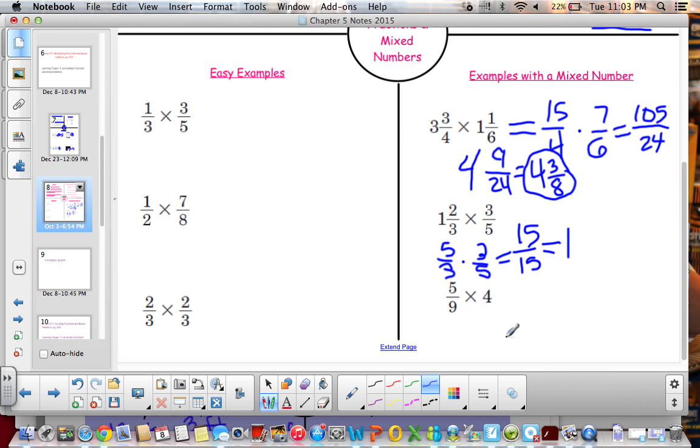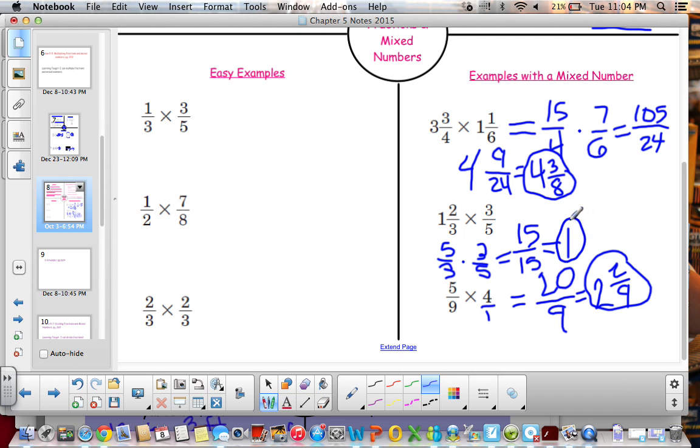And then 5/9 times 4. So remember, if it's a whole number, we need to put a 1 underneath it. And then we know now we multiply our numerators times our denominators. So 5 times 4 is 20. 9 times 1 is 9. I know that 9 can go into 20 2 times. 2 times 9 is 18, so we have 2 left over to get to 20. And then we keep our denominator. So 2 and 2/9 is our answer. And here's our answer here.